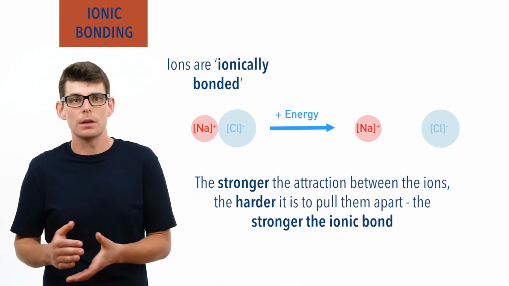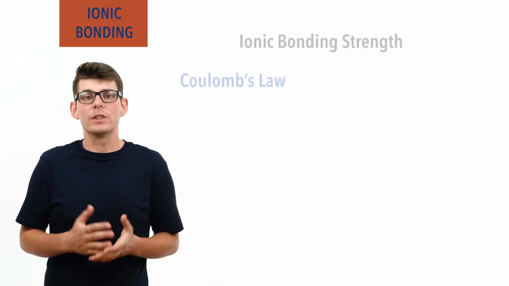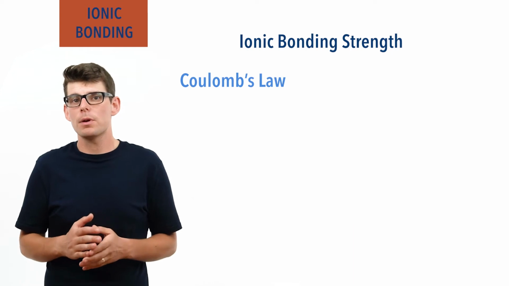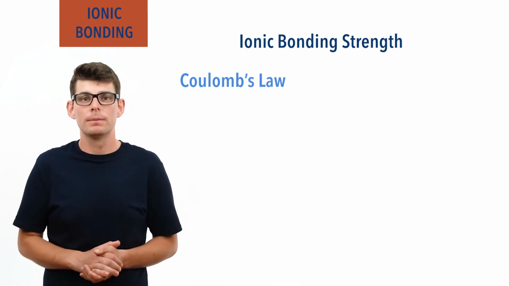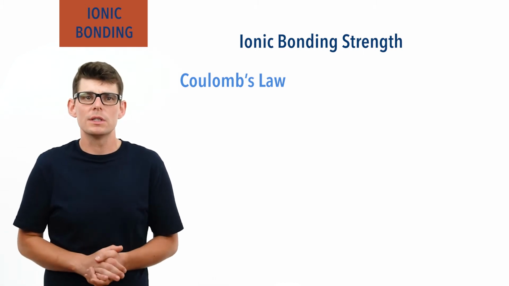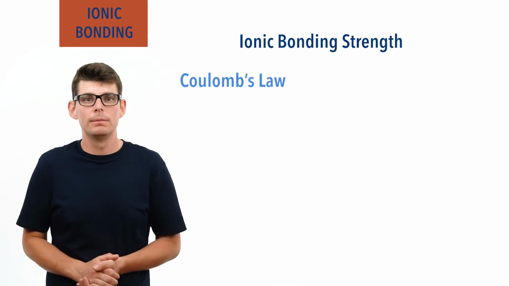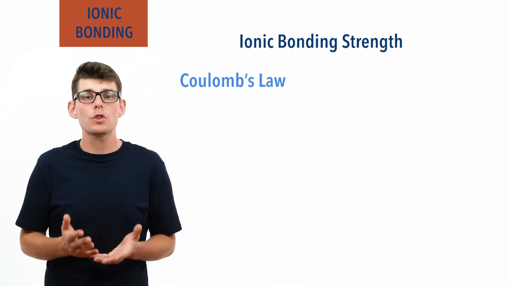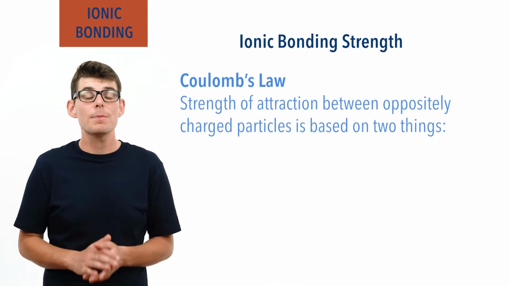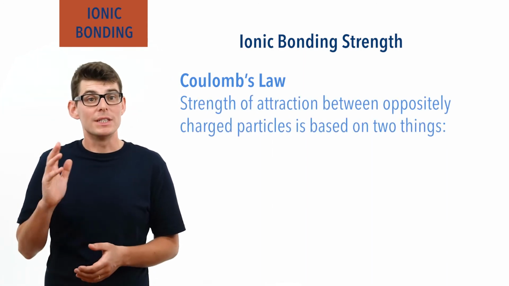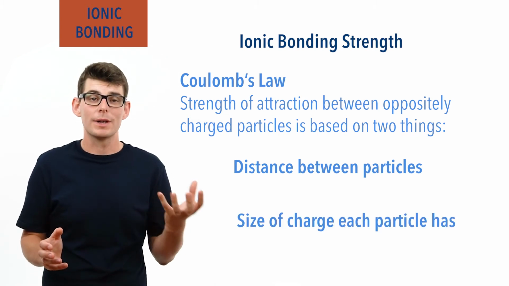There is a famous law called Coulomb's law that describes how the energies of charged particles change as they get closer together or further apart. This law often isn't taught at this level in chemistry, although it can be very helpful when looking at ionic bonding. In short, the law shows us that the strength of attraction between two oppositely charged particles is based on two things: the distance between the two particles and the size of charge that each particle has.